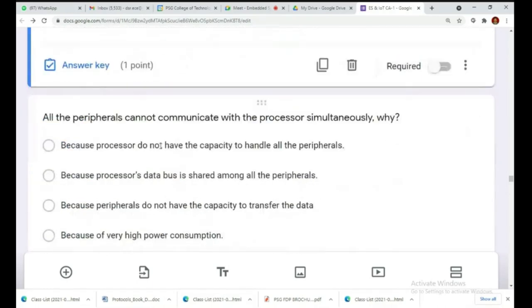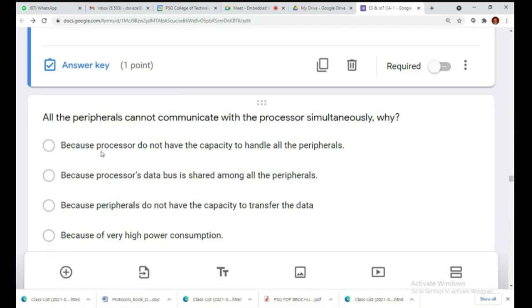All the peripherals cannot communicate with the processor simultaneously. Why? This is because from the processor, we have a common data line. For example, it's an 8-bit processor. We have D0 to D7 as the data line. Through this D0 to D7, all the peripherals communicate. Simultaneously, all peripherals cannot communicate because when one peripheral sends 1 and another peripheral sends 0, the 1 will become 0 due to wired AND logic. Hence, at an instant, only one peripheral needs to communicate with the processor. That is the reason, right?